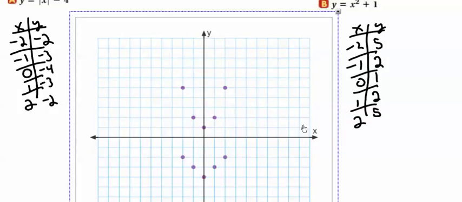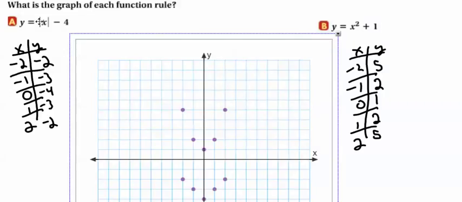Now, although this one is not as sharp as the other one, and although I can't use my pen to draw these in, this one would make the shape of a parabola or a U-shaped curve, and the other one would make the shape of a V. Really, because A is an absolute value, that makes a V, and this one has a power of 2 in it, so it makes the letter U. Okay?